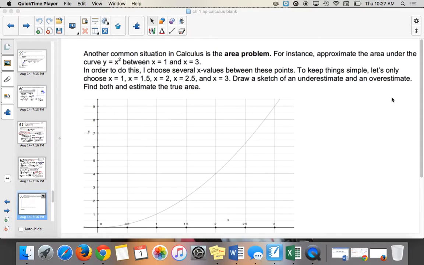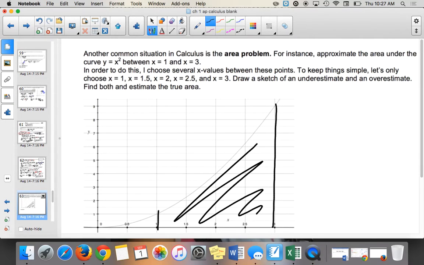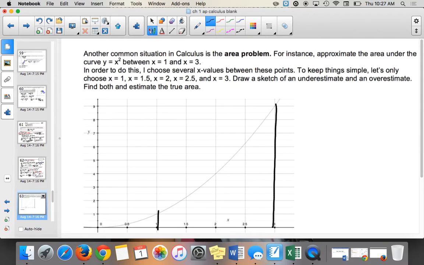So anyway, it says, for instance, approximate the area under the curve y equals x squared between 1 and 3. If we're finding the area between 1 and 3, what we're trying to approximate is this area right in here. It says in order to do this, I choose several x values between these points. I'm going to keep things simple, so let's choose x equals 1, 1.5, 2, 2.5, and 3. I don't want to do like 3.75 and all of those as well. So let's do these values that I already have along the bottom.